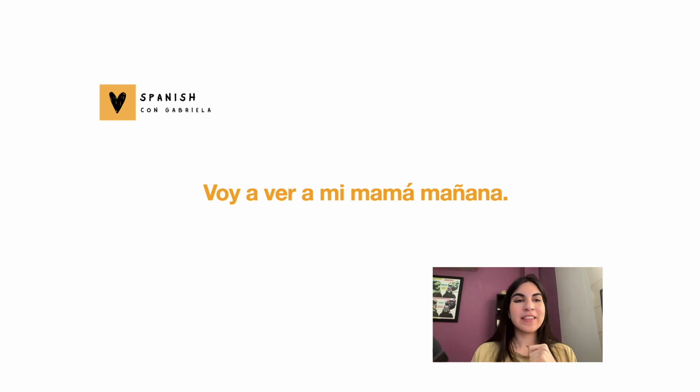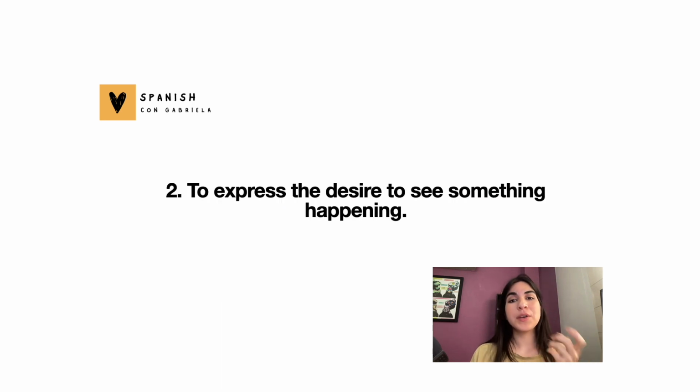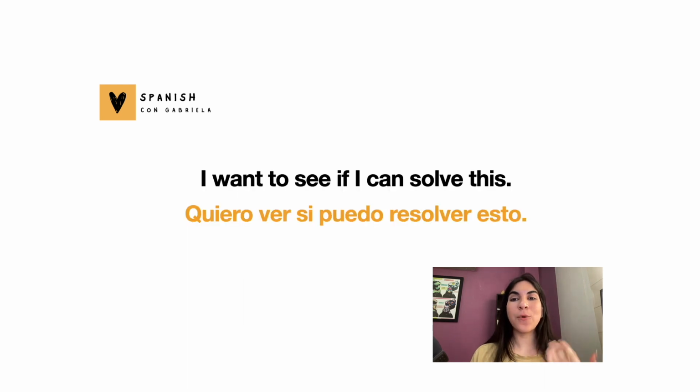Now let's see the second way to use the verb to see, which would be to express the desire to see something happening. So what do I mean with this? As you can see in the next example, I want to see if I can solve this. Quiero ver si puedo resolver esto.